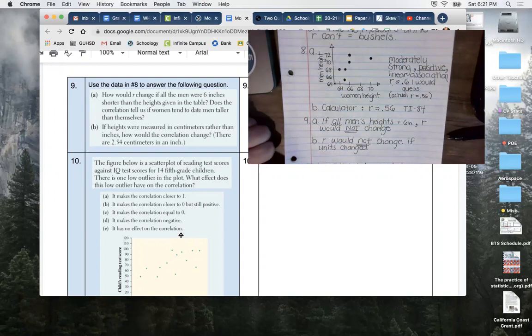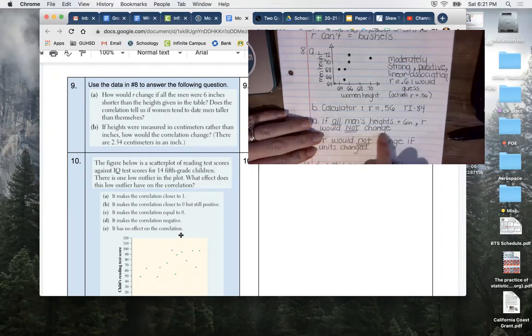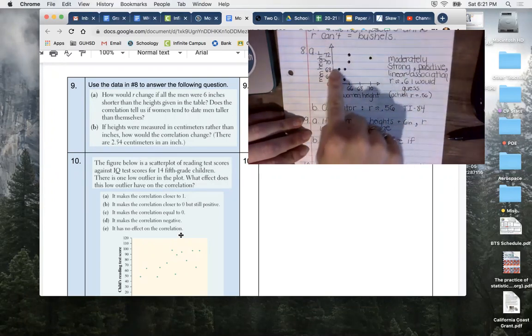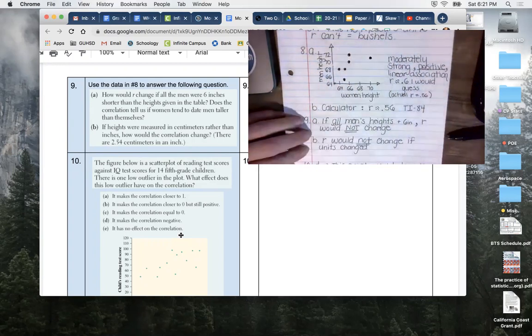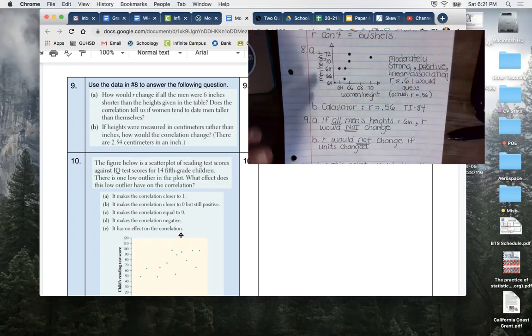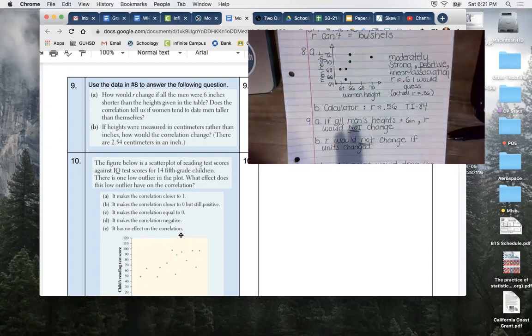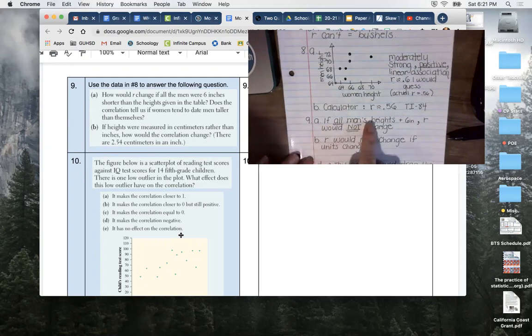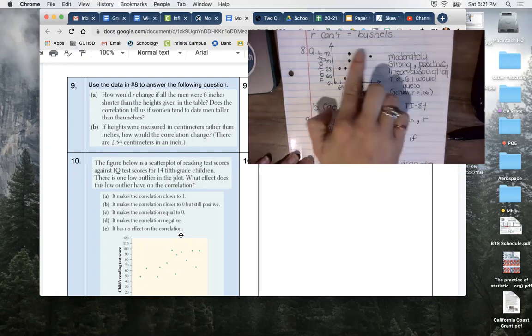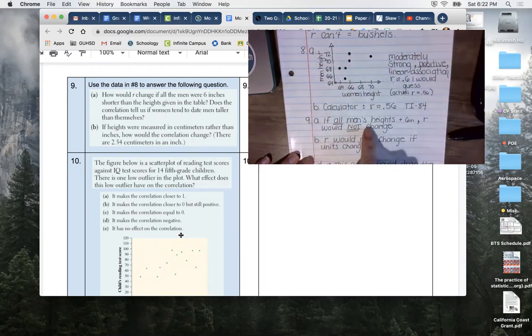How would R change if all the men were 6 inches shorter than the heights given in the table? Does the correlation tell us if women tend to date men taller than themselves? No, they would all stay the same. All it's showing is an association between these two variables. If I switched every single one, it still would show the same exact strength. As long as you're changing all the values, whether you're multiplying, adding, or doing anything, your R will stay the same because it's only measuring the strength.